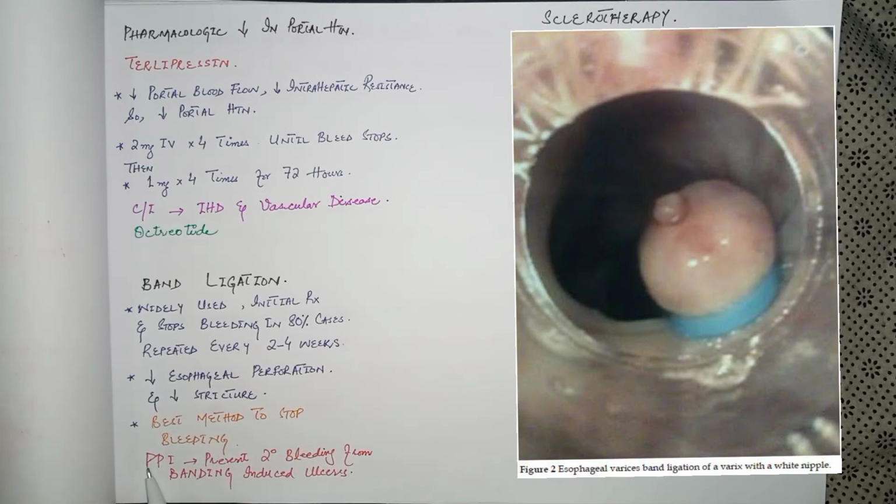Give this patient proton pump inhibitors like omeprazole or esomeprazole to prevent secondary bleeding from banding-induced ulcers.